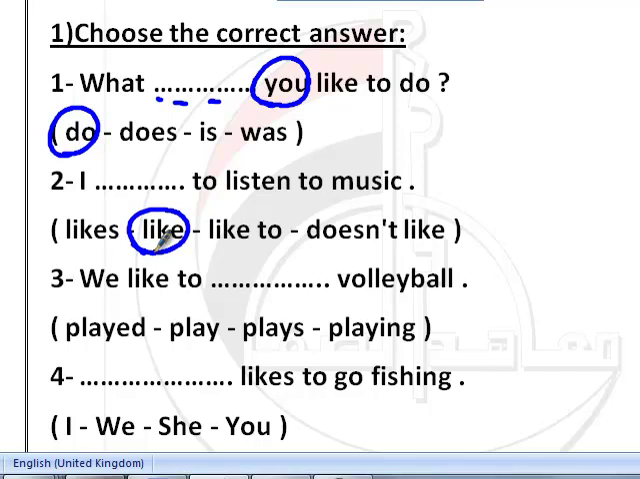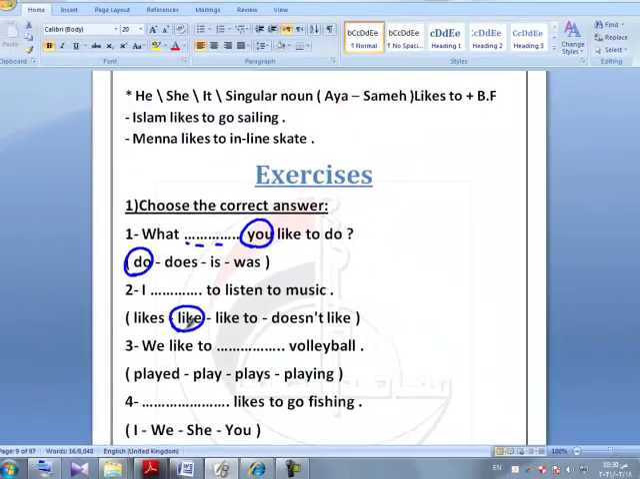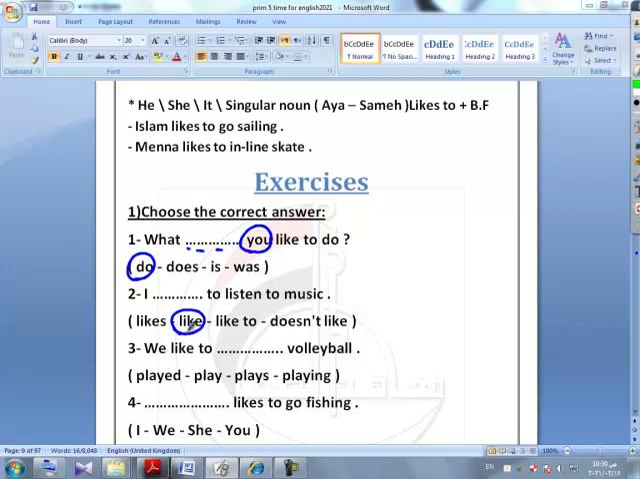We like to what volleyball? We like to, after like to comes the infinitive, play. What likes to go fishing? Yes, she, because here, like plus S. Okay?